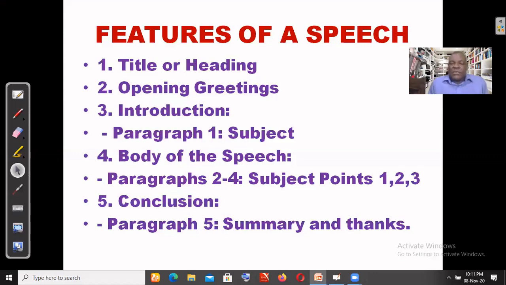Then the conclusion. After the body of the speech, the next is the conclusion, which is the last paragraph. And the last paragraph is where you summarize and thank the audience, and that's the end of your speech.